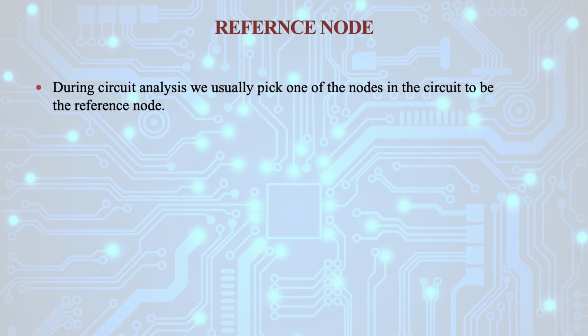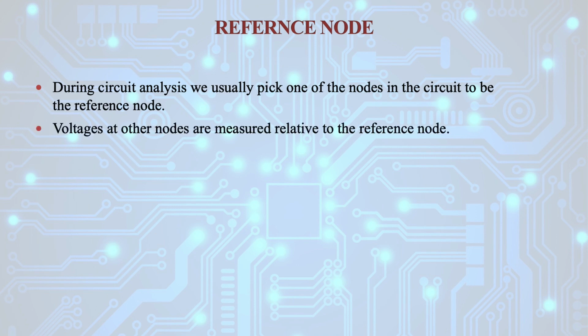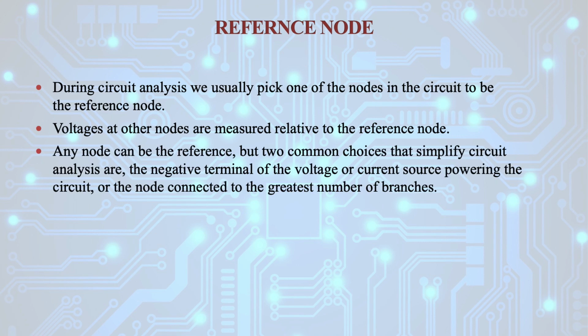Now we have to understand what is a reference node. During circuit analysis, we usually pick one of the nodes in the circuit to be the reference node. Voltages at other nodes are measured relative to the reference node. Any node can be the reference, but two common choices that simplify circuit analysis are the negative terminal of the voltage or current source powering the circuit, or the node connected to the greatest number of branches, which is usually called the reference node.